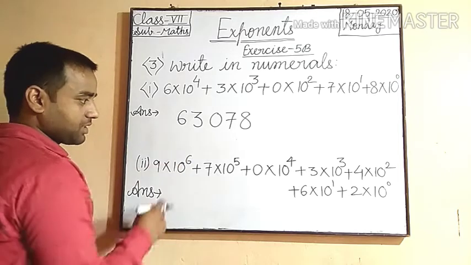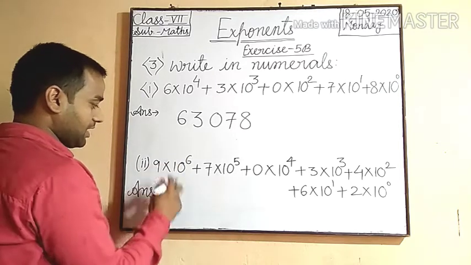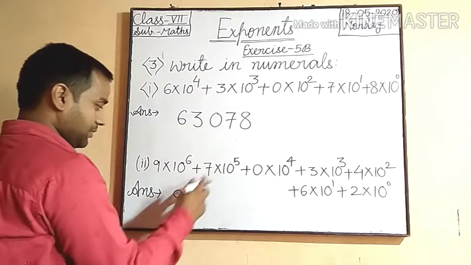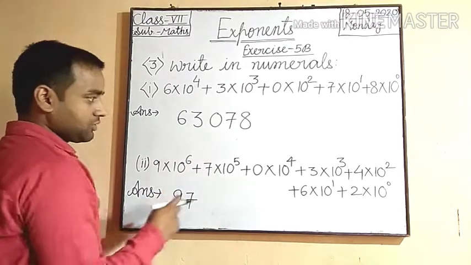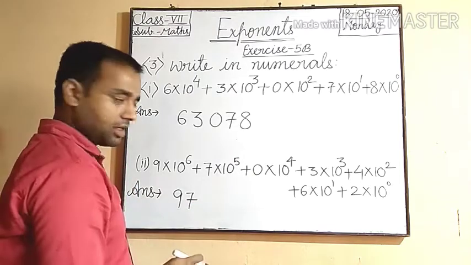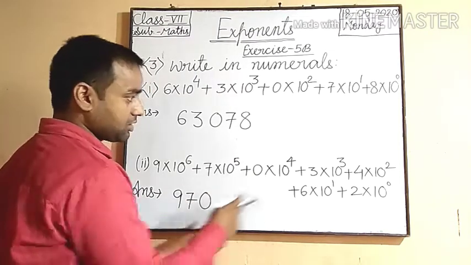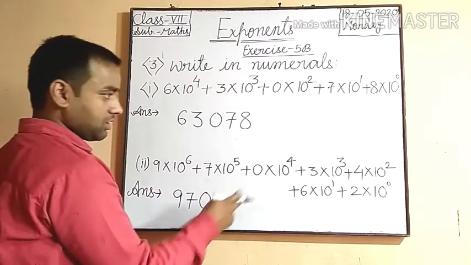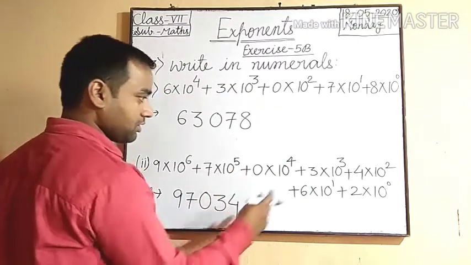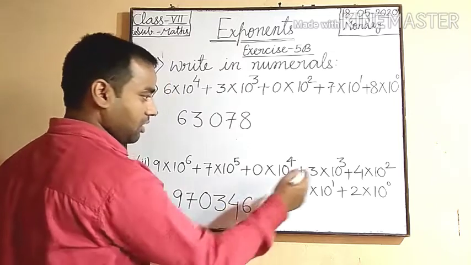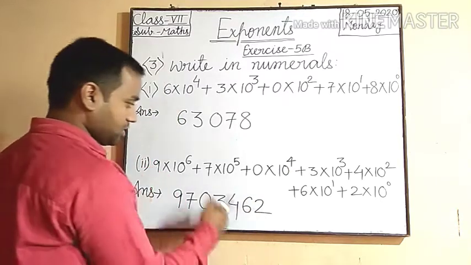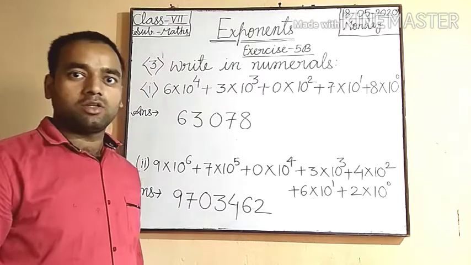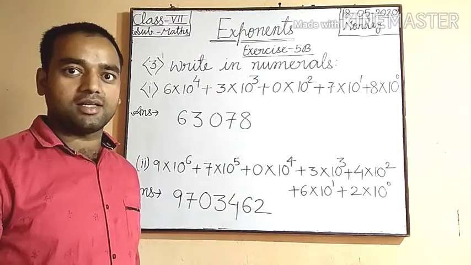10 power of 6 means 10 lakh. Here 7 lakh, right here. 0, which place? 10,000, right 0. In 1,000 place 3. In 100 place here given 4. 10's place 6 and 1's place 2. Convert into numerals.